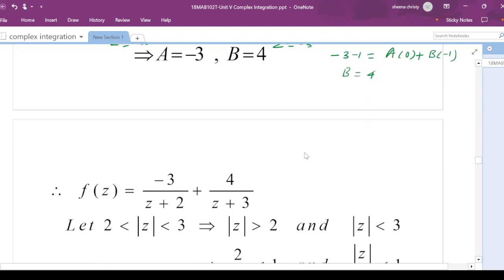Now we have to find the expansion in the region mod z lies between 2 and 3. That is, you are going to have the annular region. Okay, so you are having two circles.